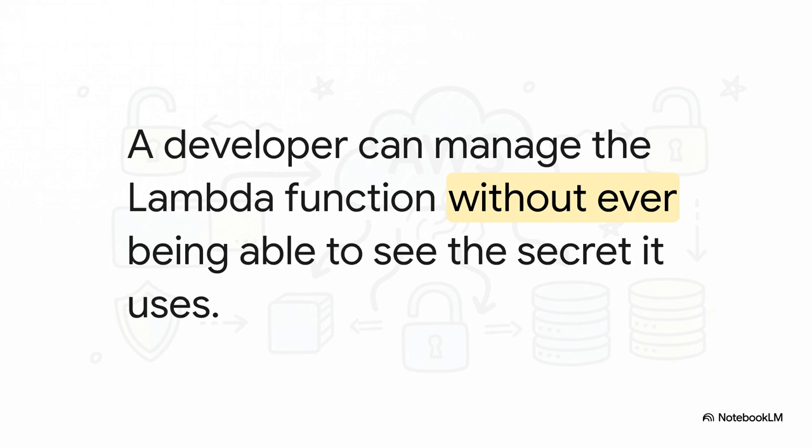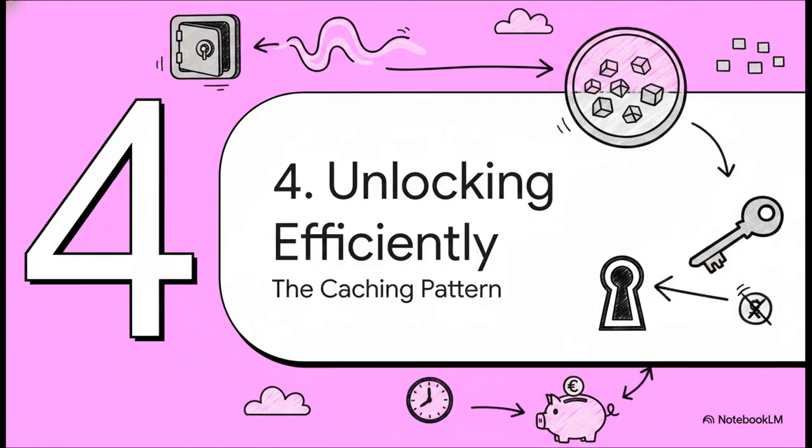So now, a developer can work on the Lambda function all day long, change the code, update the config, but they can't see the secret it uses. The two things are totally separate. That's a huge security win. Okay, so Timothy's probably thinking what you're thinking right now. All right, this sounds great, but how does my code actually get the secret from the vault? Isn't calling an API on every single Lambda request going to be super slow and cost a fortune?